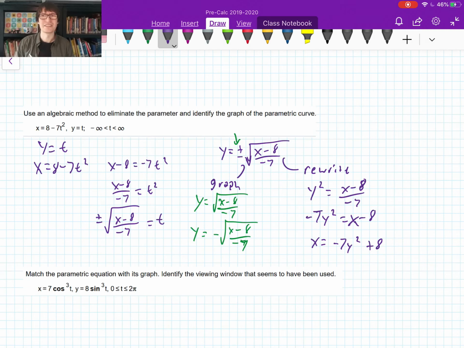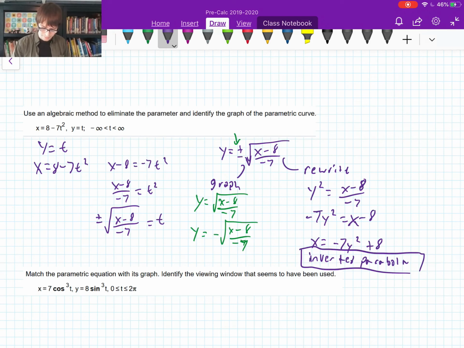Let's see how this looks. Let's see if that's true when we actually graph it. But what the rewrite suggests is that it's an inverted parabola. And let's see if that is confirmed by our graph.